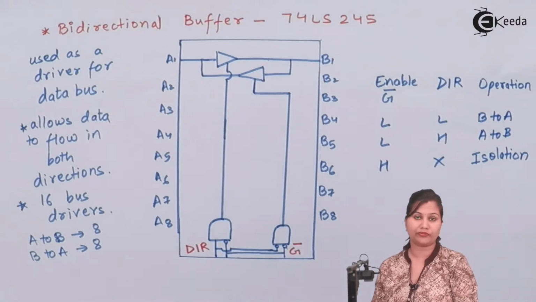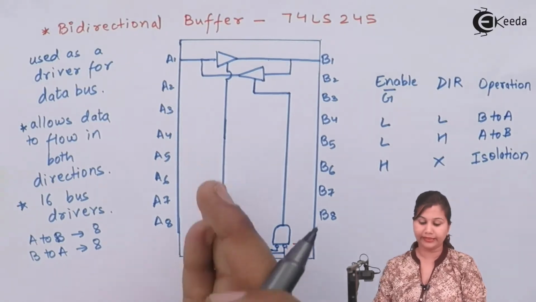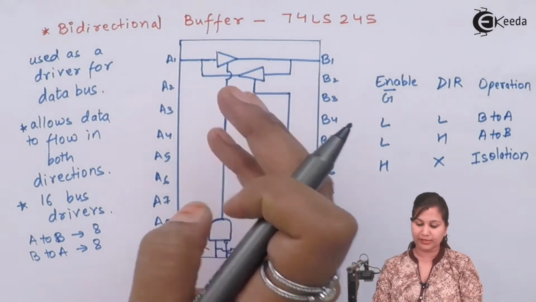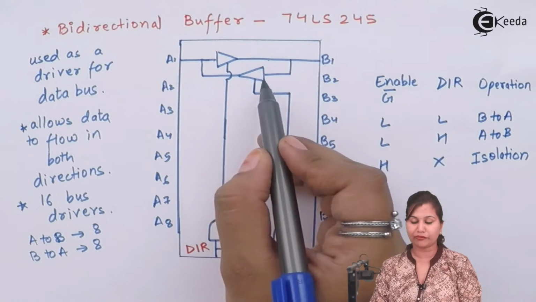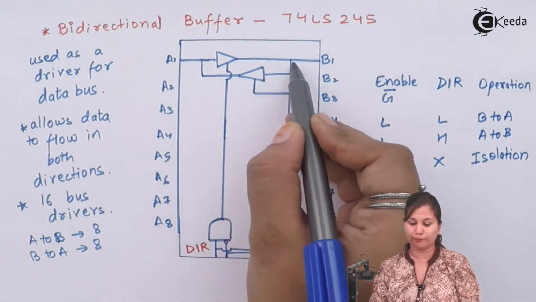Okay, so the direction of flow of data is controlled by the enable line. Whenever this buffer is enabled, then the data will flow from A to B. When this buffer is enabled, then the data will flow from B to A.